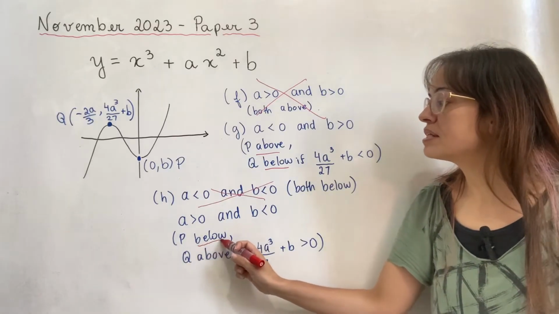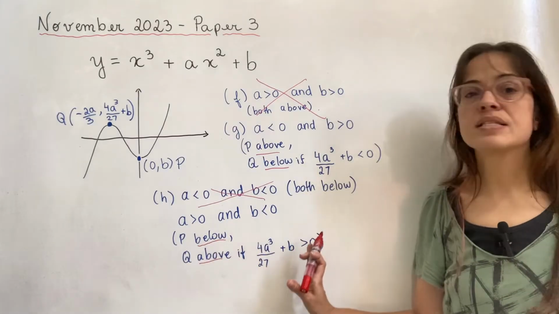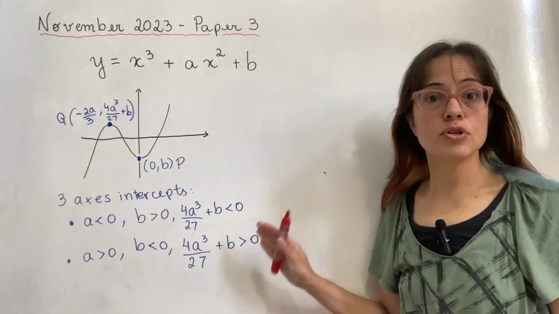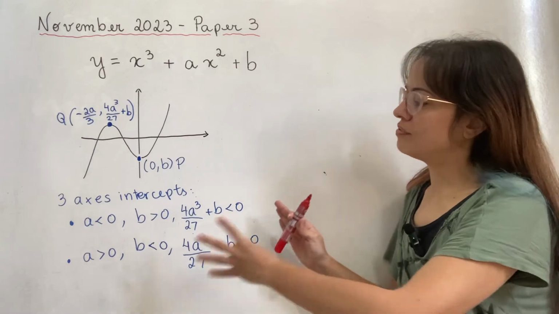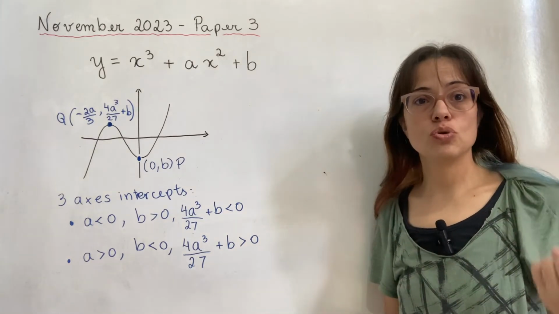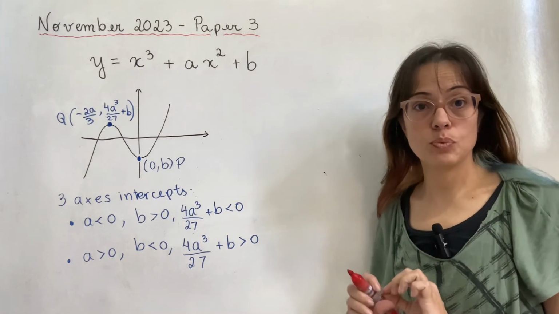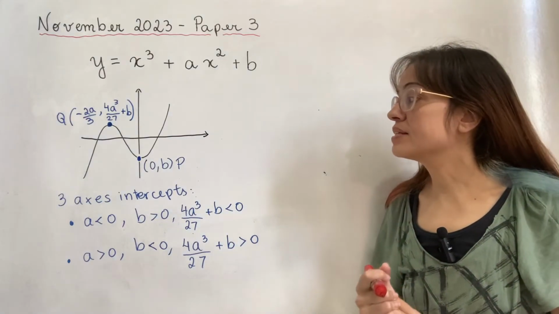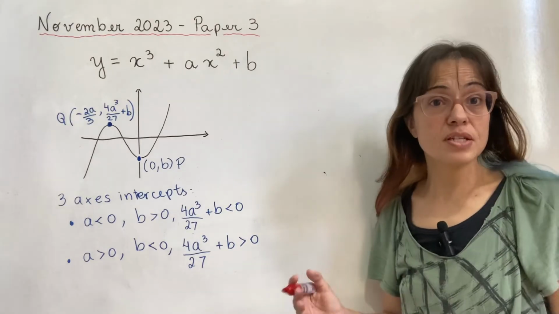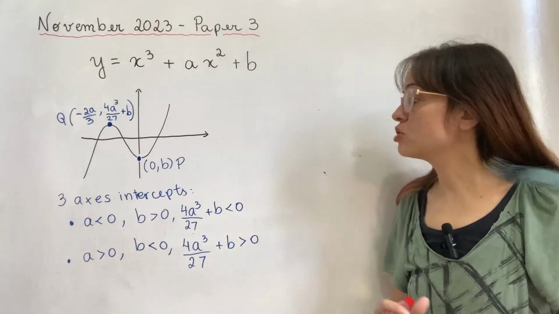But this one does have one above and one below sometimes. So these are the two cases that work. And now we want to put all of this stuff together into one inequality that will be the conditions under which it has three x-intercepts. Now, this is a show that question, so we know what the answer is.